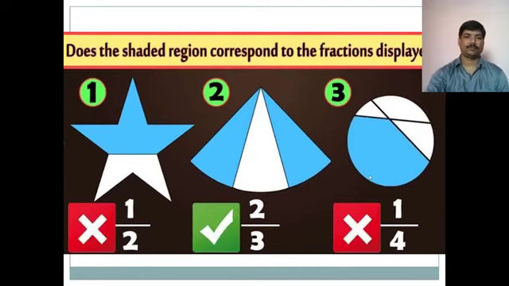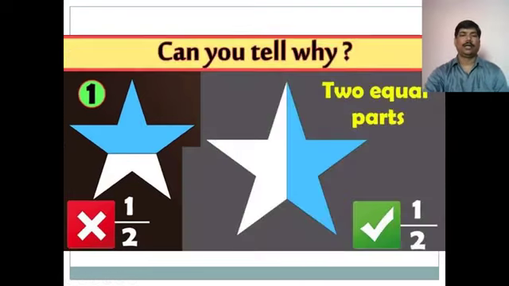Next, as I already told you, this is not 1 by 2, this is not 2 by 3, and this is not 1 by 4. Next, can you tell why? As already explained, these parts are not equal. So what is the correct form? This will be the correct one. If we do it in this way, then this shaded portion will be 1 by 2.